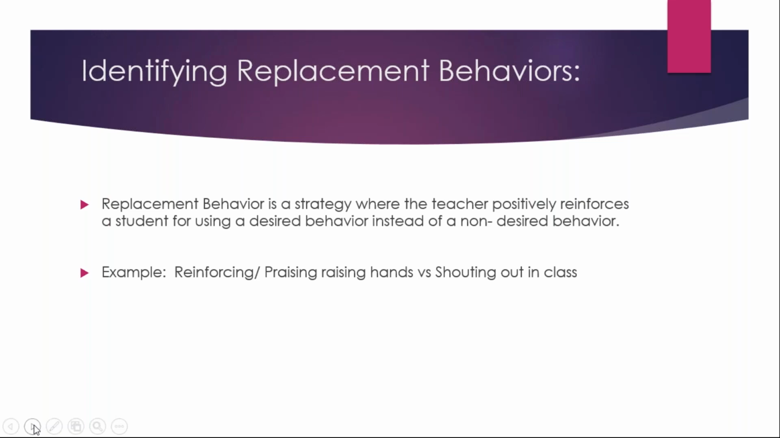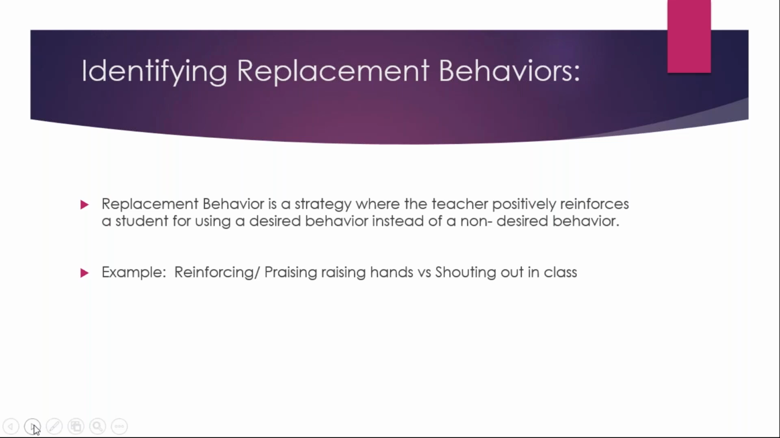Replacement behavior must be observable and measurable, as is the definition of the target behavior. So when we talk about replacement behaviors, an example would be reinforcing and praising raising hands versus shouting out. So you want to make sure that the child can indeed raise hands before we start reinforcing raising hands. They both have a need that wants to be met, wanting to say something, but praising the child for raising their hand is more appropriate than having that child shout out in the classroom. All right. So that's what we talk about when we talk about replacement behavior.